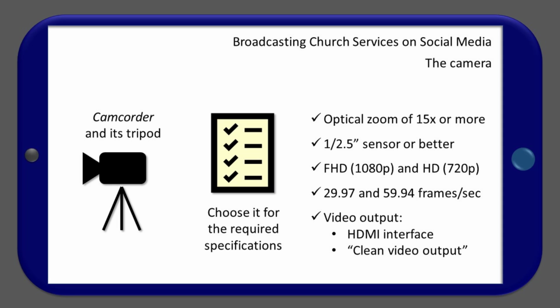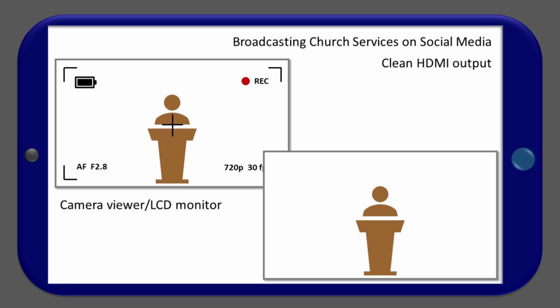To be more specific, the camera would be a camcorder with some of the following: optical zoom of 15 times, no less than 10 times, not a too small sensor, HD or Full HD output at 30 and 60 frames per second, and having a clean HDMI output. What is a clean HDMI output?